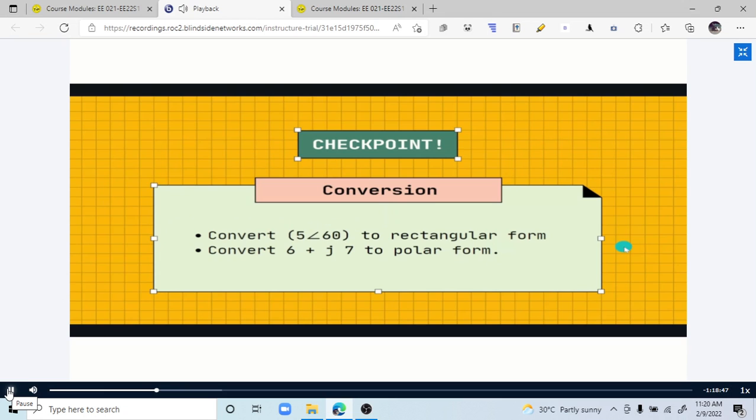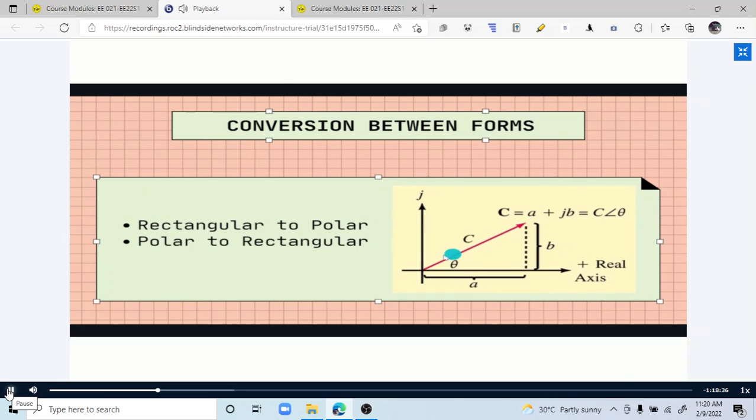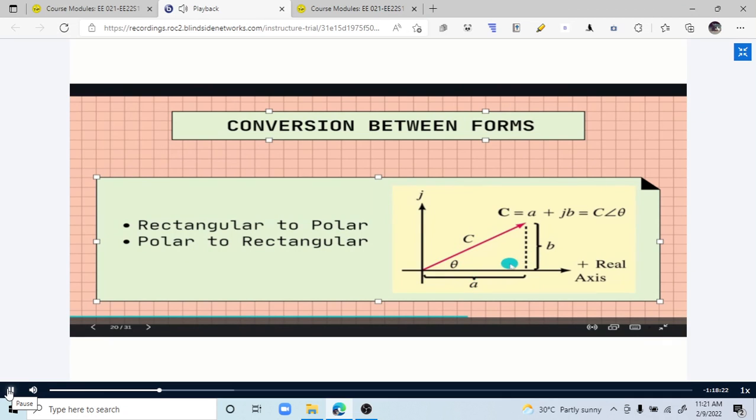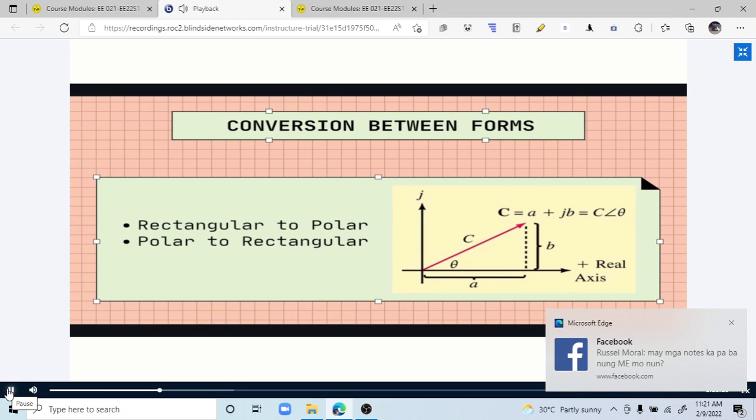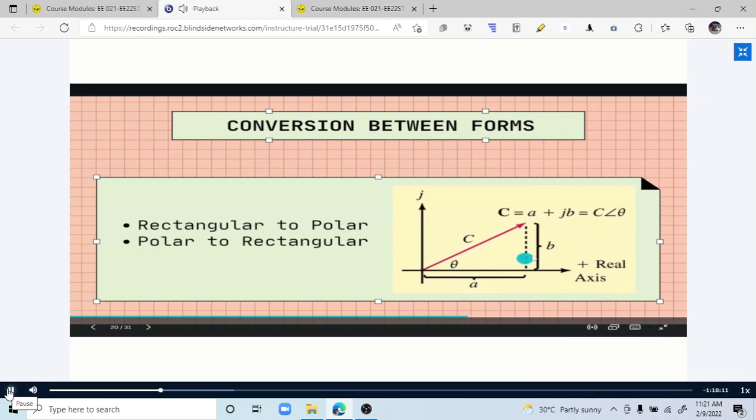Let's say, for example, you are given a rectangular form. It means that what you're given are just A and B, and C and theta are missing, and we are going to find them. If you are given the adjacent side and the opposite side, how can we get C and how can we get theta? Of course, if C is missing and our givens are A and B, what would be the equation for us to get C?